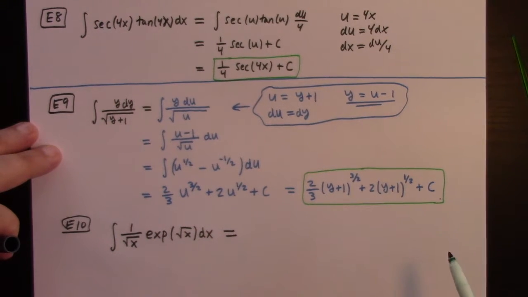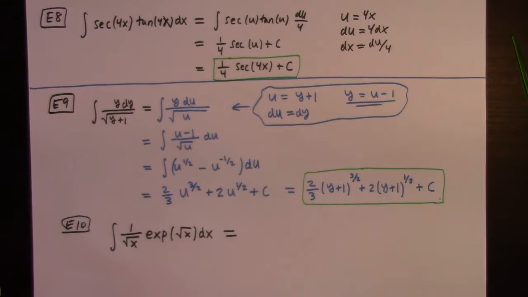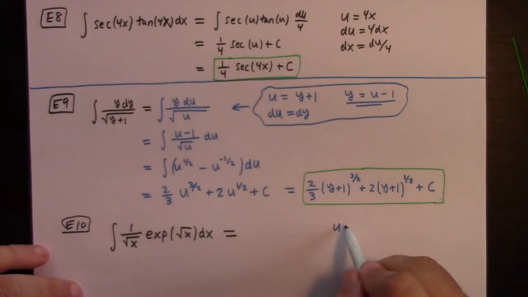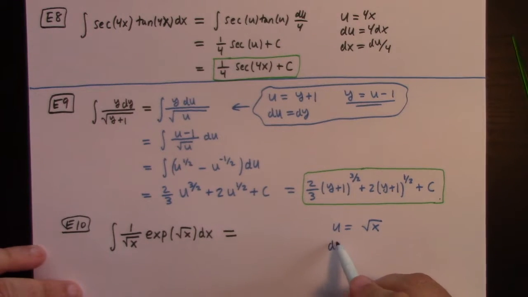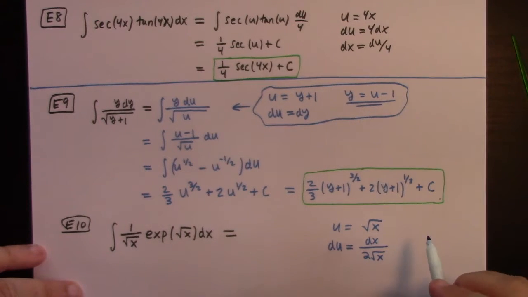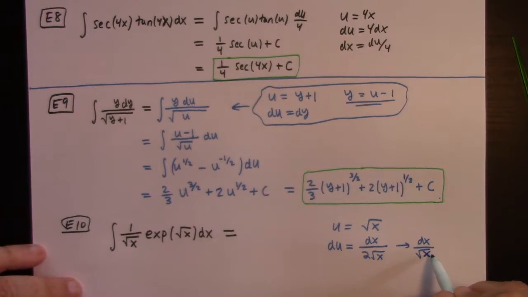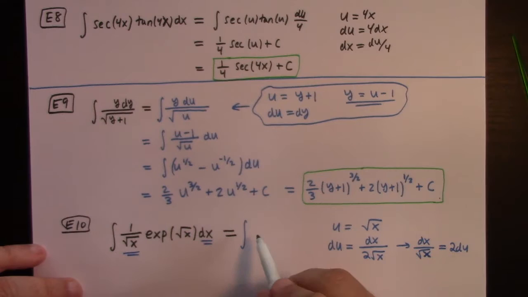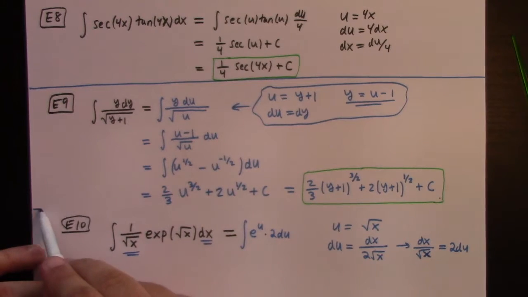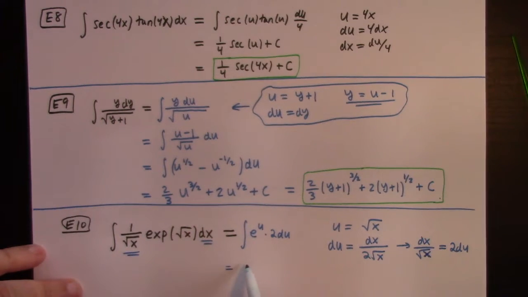Aha. Well, this we can let u equal the square root of x. That makes du equal dx over 2 times the square root of x, right? In other words, dx over the square root of x is nothing more than 2 du. So when I substitute, I can take this guy and that guy and make it 2 du. And I get e to the u times 2 du. Alright, so that gives me 2 e to the u plus a constant.